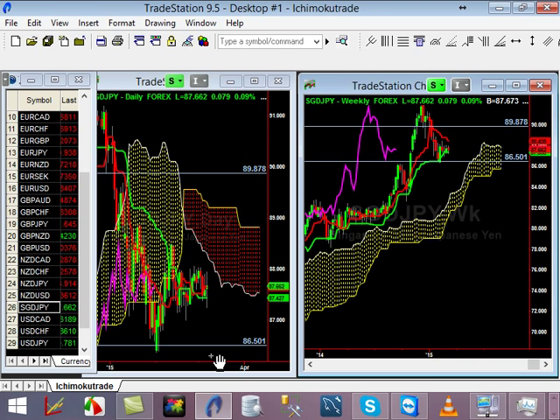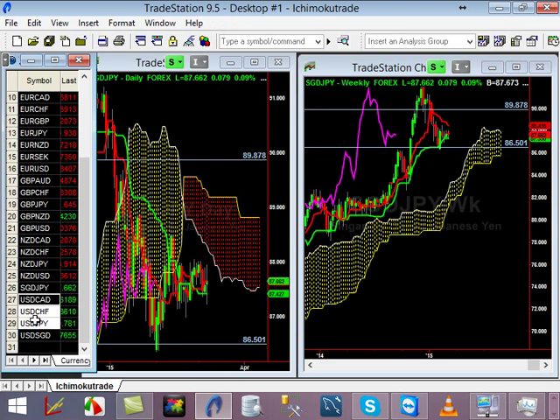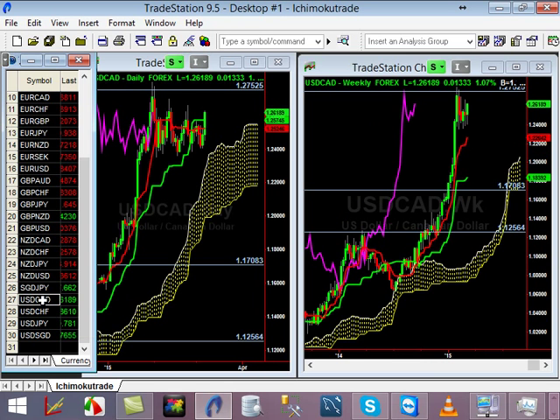US CAD here, bullish trending on both the daily and weekly. You can see it's consolidating here at the top on the daily, but the weekly is still showing that the lows of the bars are making higher highs, and this thing is trying to break out of this little consolidation pattern to the top side.